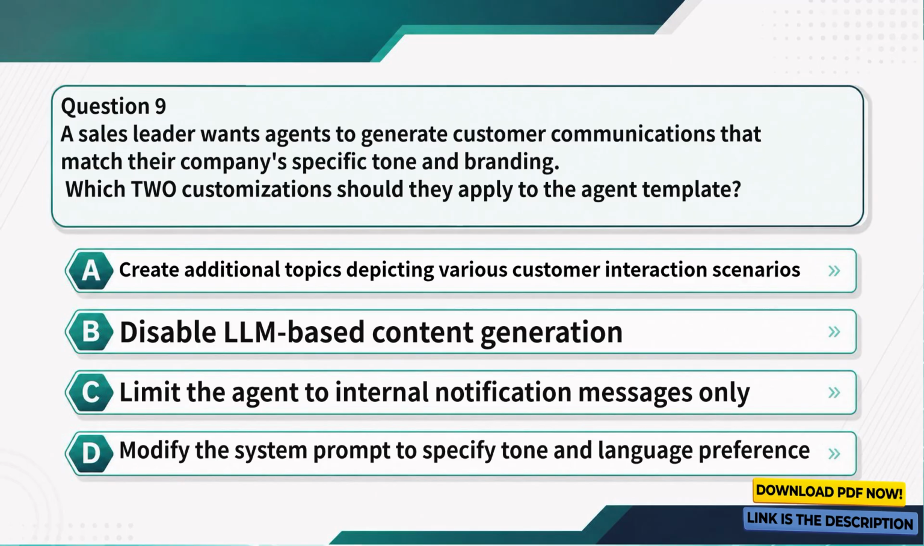Question 9. A sales leader wants agents to generate customer communications that match their company's specific tone and branding. Which 2 customizations should they apply to the agent template? A. Create additional topics depicting various customer interaction scenarios. B. Disable LLM-based content generation. C. Limit the agent to internal notification messages only. D. Modify the system prompt to specify tone and language preference.